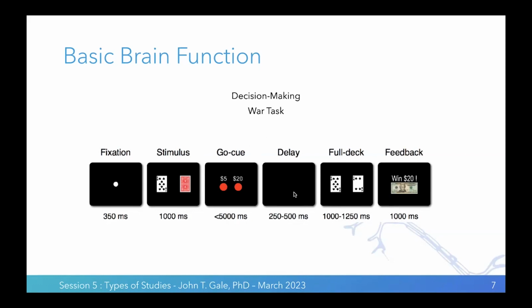After a delay in their choice, they would see what they had relative to what the computer had. In this case, their 6 was greater than the 4 that the computer had, and it showed them, hey, you won $20 because you bet $20. In the scenario that they lost, it would say you lost $20 and there'd be a cross through it.